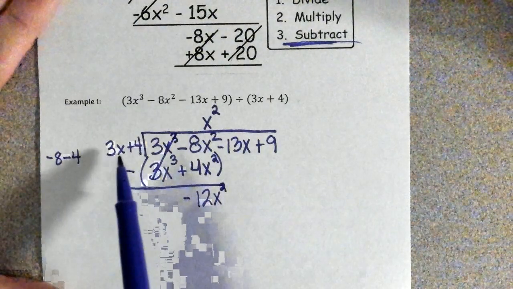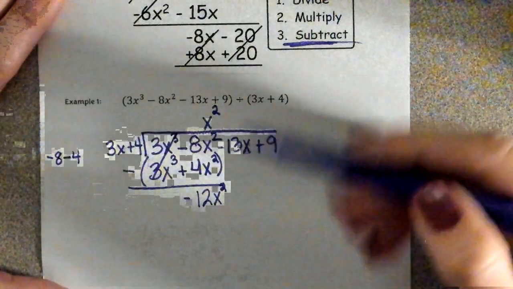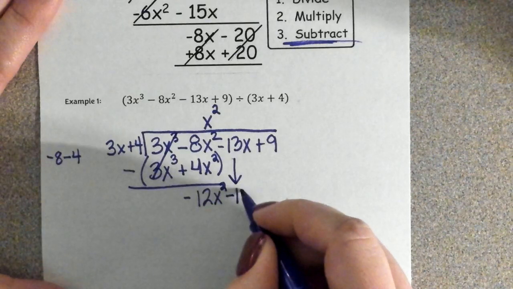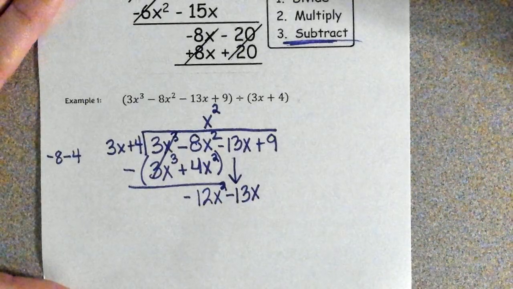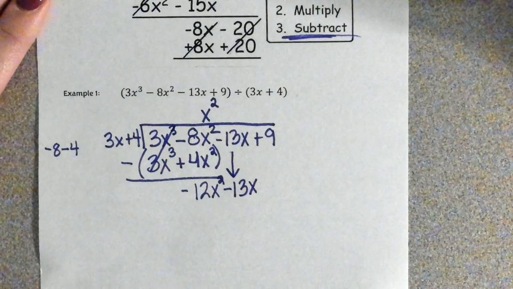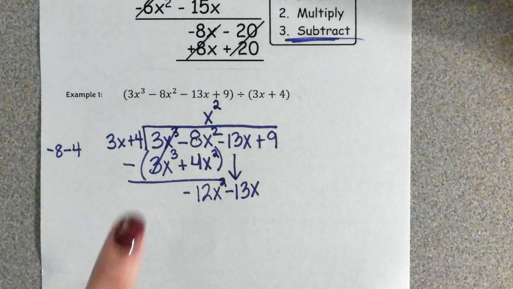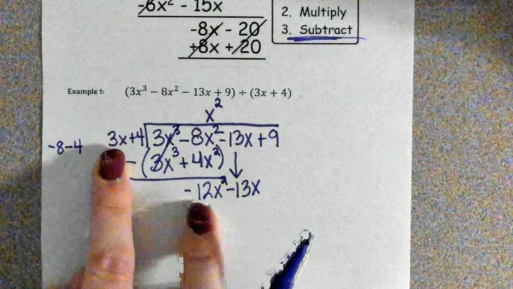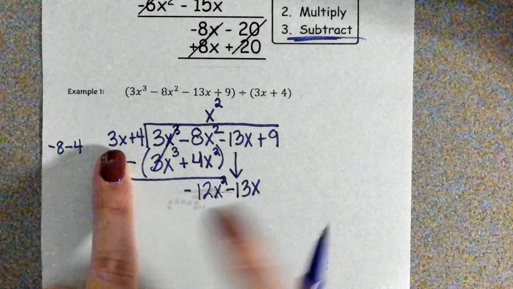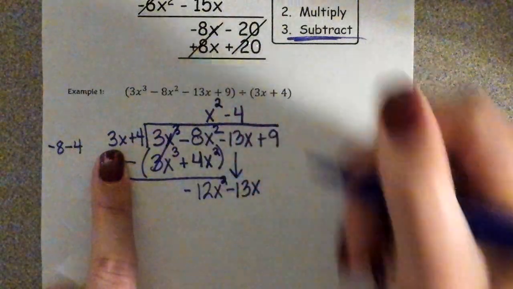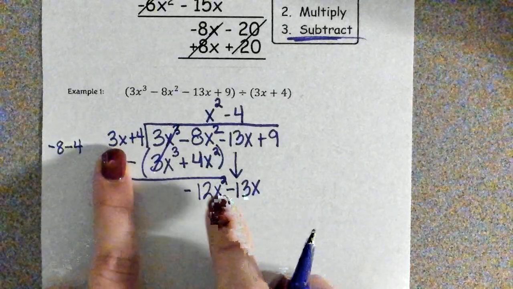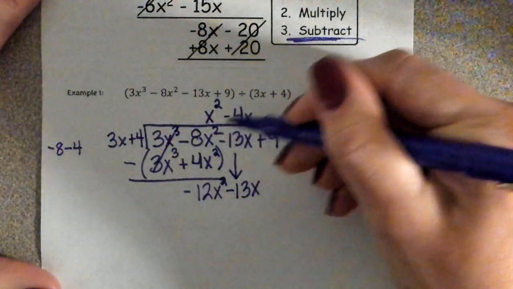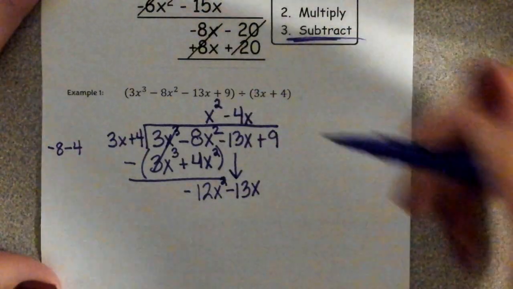Okay, now since you're dividing by two terms, you always have to have two terms to divide. So we've got to bring down the next term. We've got to bring down that minus 13x. And then we just repeat the process. 3x times what gives you negative 12x squared? Well, 3 times negative 4 gives you negative 12, and to get x squared, you need to multiply by another x. See how it's like terms? It fills in all the way down.